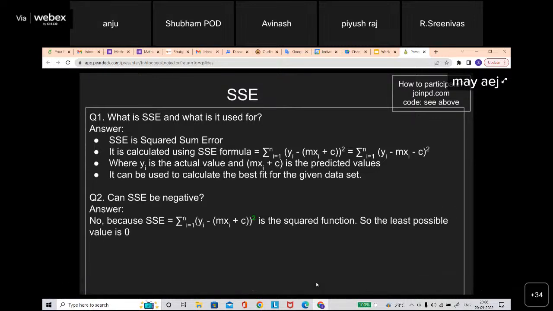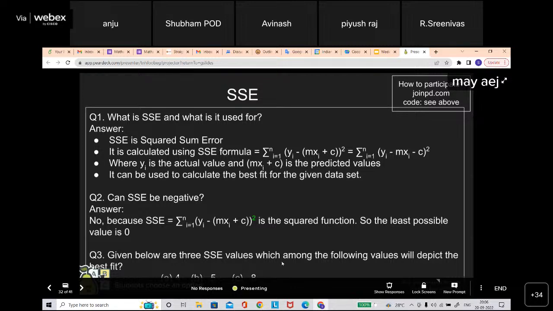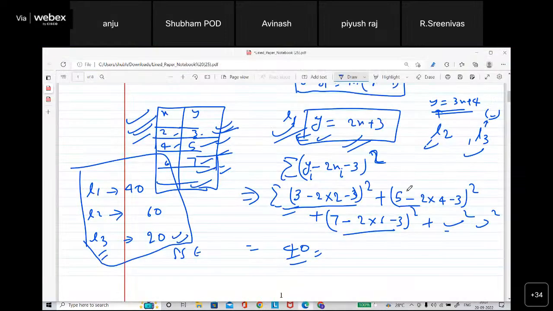So as here the information is given. Okay. The next one is, for example, given below three SSE values, as depicted here. Suppose these three SSE values are given. Which one is going to be the best fit? The minimum one. For option A, 4 is going to be the minimum. So as I just said, you calculate the SSE for each line, L1, L2 and so on, and whichever is the minimum, that line is going to be the best fit for this data.